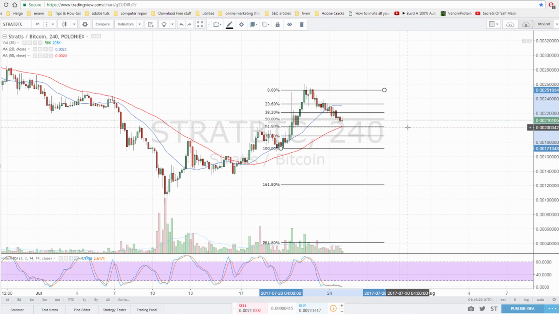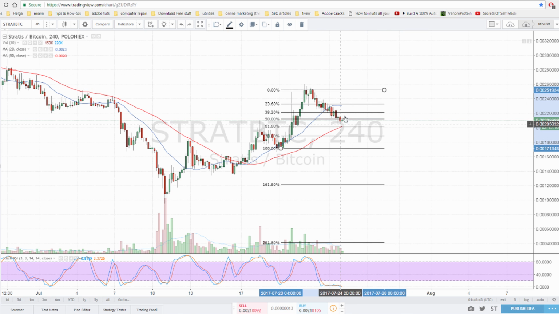Now, what is going to be our target? Because we know if we enter the trade that we need to know where we are going to take profits or where we are going to take the loss, right? Because there's no guarantee this is going to bounce up.